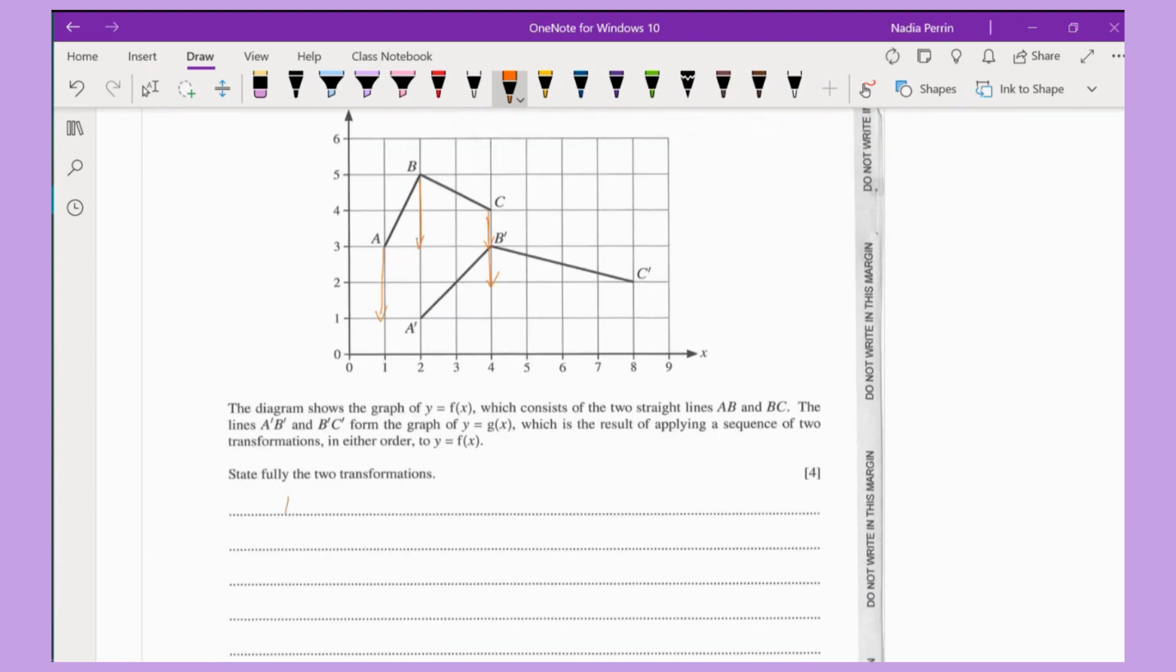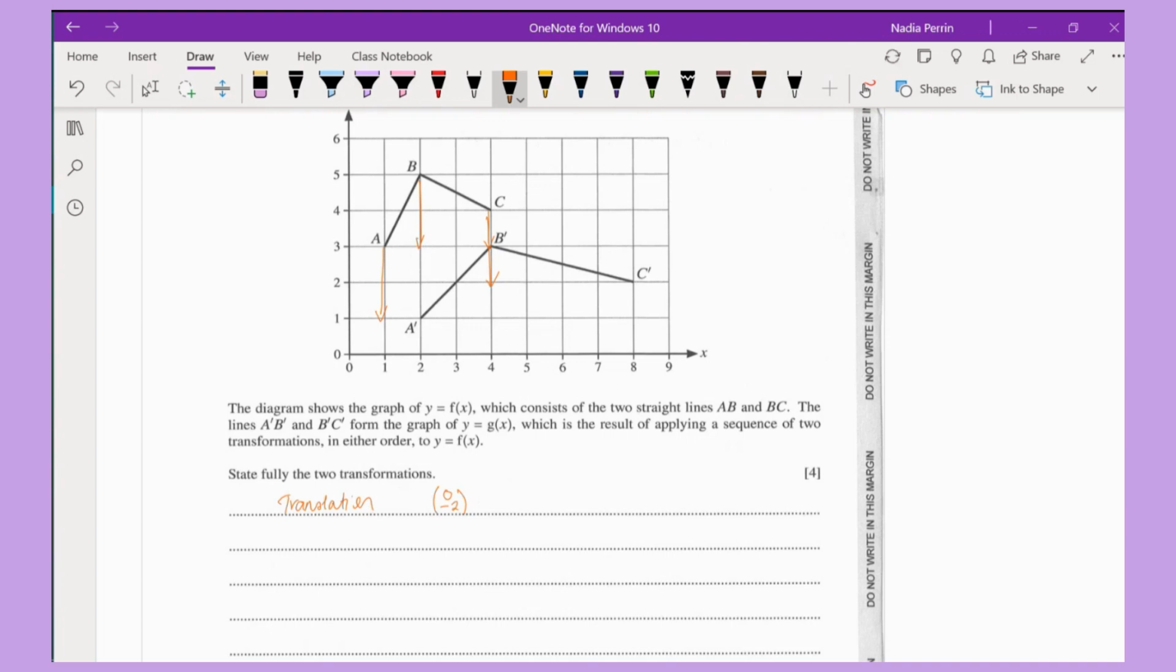That gives you 1 mark for saying translation. And then you have to describe what it is. I would usually use vector notation, so 0 across and -2 down, but you could also say 2 down if you wanted. The next thing that's happened is that it has been stretched.